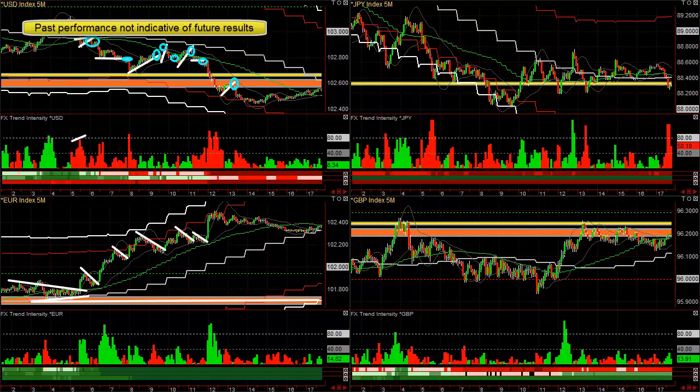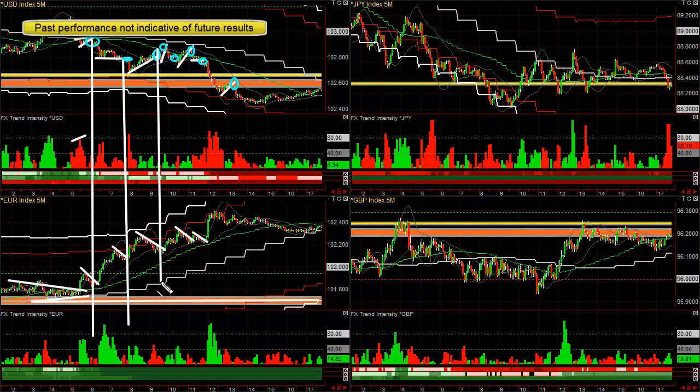you get long right here and another big win. So let's take a look at times where the euro is likely to go up and the dollar is likely to go down. You can clearly see the dollar's going down when the euro is likely to go up. Right here.